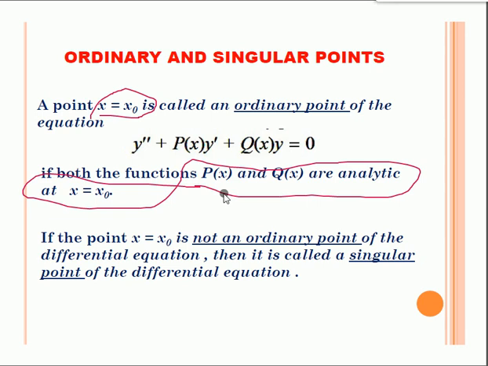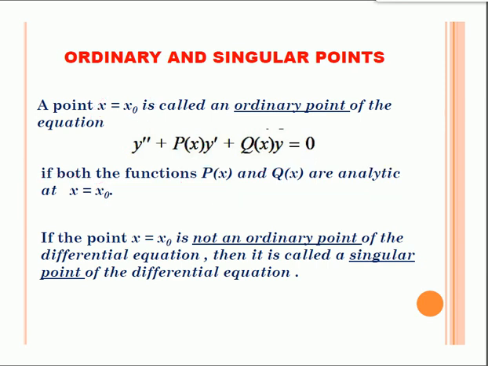Remember, ordinary point of a differential equation means the two functions p of x and q of x. Where will the p of x exist? Remember, you need to make this coefficient 1. Then the coefficient of the first derivative term will become the p of x. Then where will the q of x be? The coefficient of y will be the q of x.